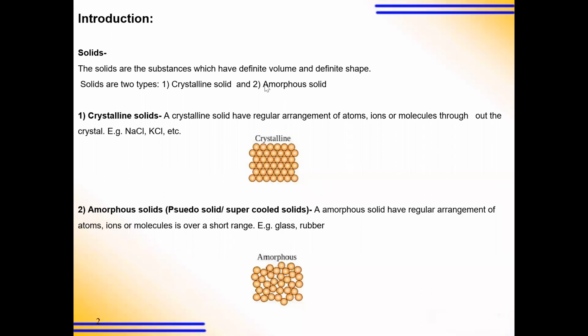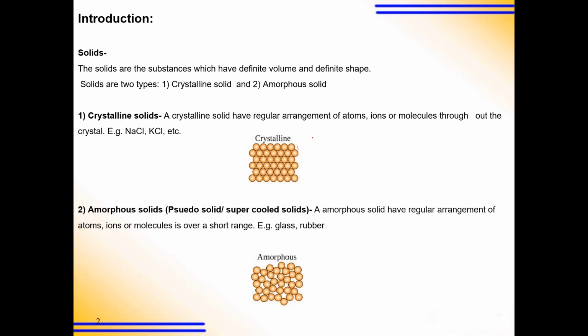So solids are substances having a definite volume and a definite shape. These solids are of two types: one is amorphous solids, and the second is crystalline solids. Crystalline solids have a regular arrangement of atoms, ions, or molecules throughout the crystal, for example, NaCl crystals. Here is the regular arrangement of atoms, each atom regularly arranged.